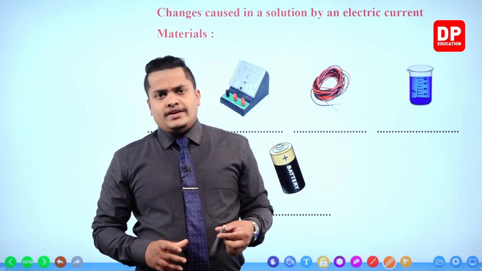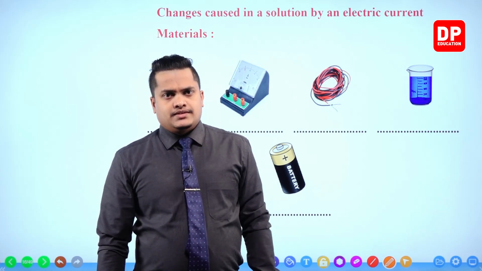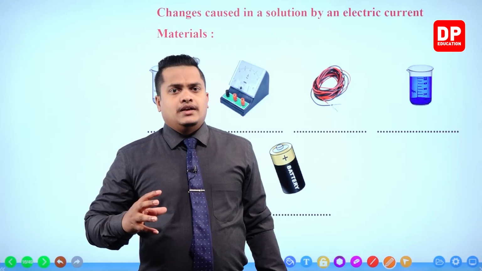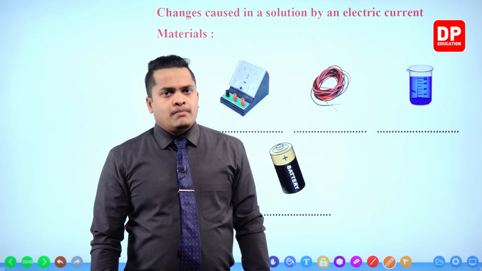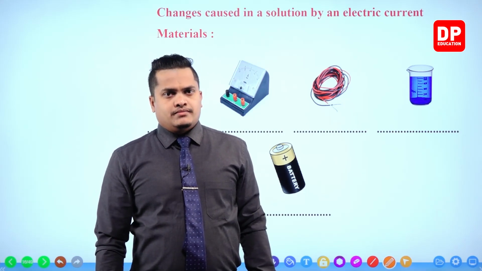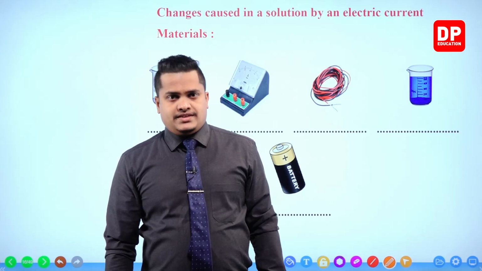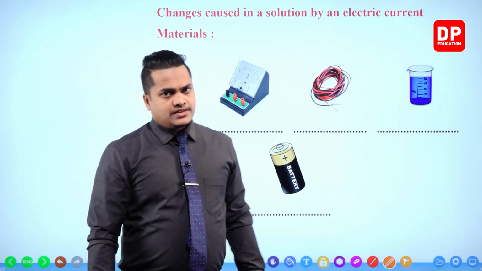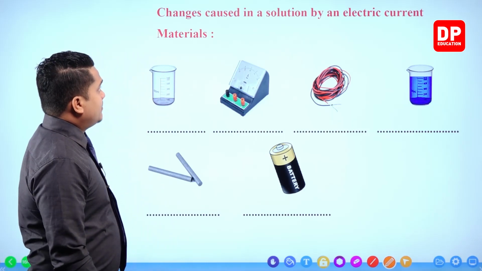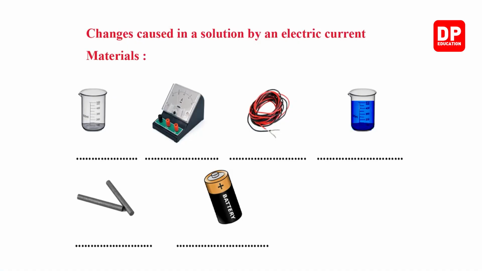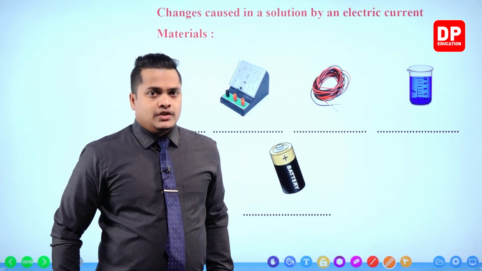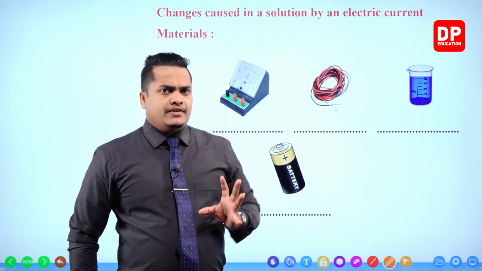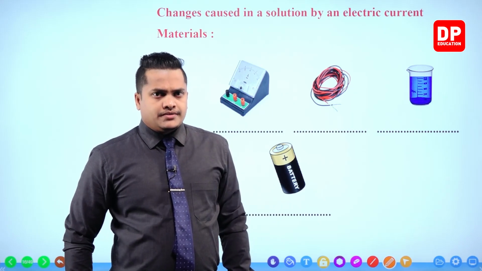Now, my dear children, we are going to discuss how to bring about a chemical reaction by using an electrolyte. Here we need to provide electricity. So within this chapter, we'll be discussing mainly the changes caused in a solution by an electric current. This is the main topic that we are about to discuss within this lesson part.